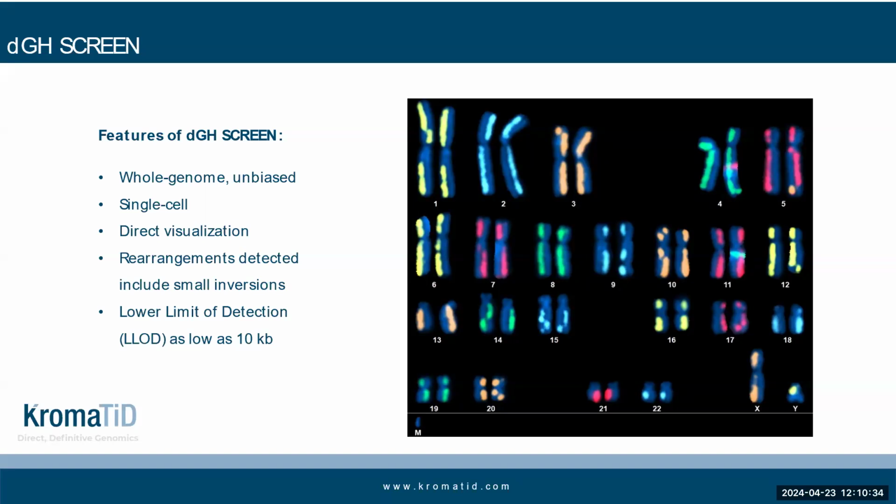Screen can measure all rearrangement types detectable by FISH, array CGH, or G-band analysis, and also small inversions. Depending on local probe coverage, the lower limit of detection for Screen can be as low as 10 kilobases. This means even those rearrangements traditionally described as cryptic can be picked up.